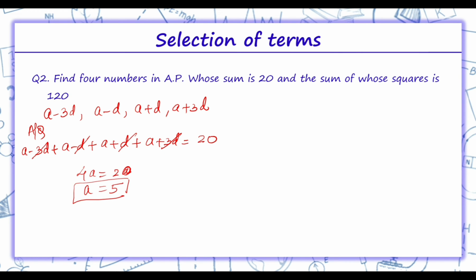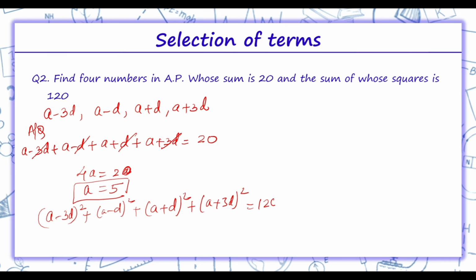Now the sum of whose squares is 120. That means a minus 3d square plus a minus d square plus a plus d square plus a plus 3d square.